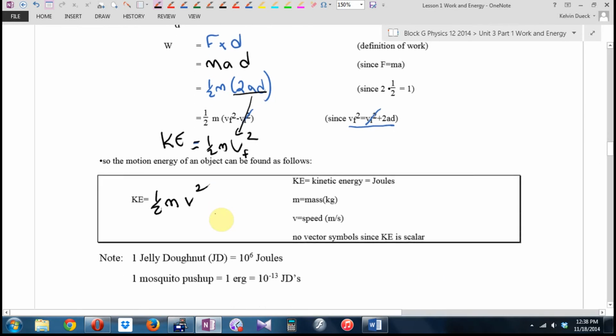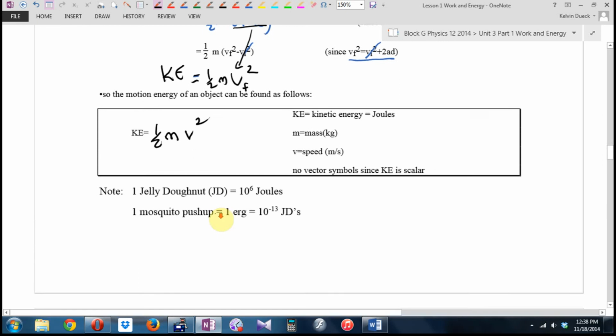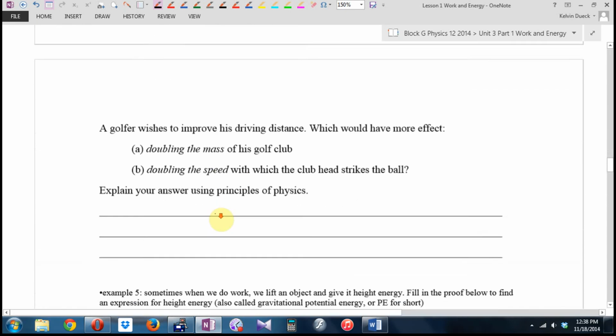Nerd note, just to give you an idea of how much energy there is in a jelly donut, it's about 10 to the 6th joules, about 1,000,000 joules. And for a mosquito to do a push-up takes about 1 erg of energy, which is about 10 to the -13 jelly donuts. Just giving you some context. Next page.